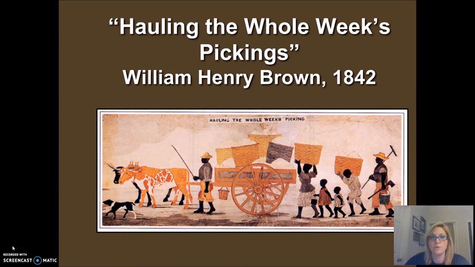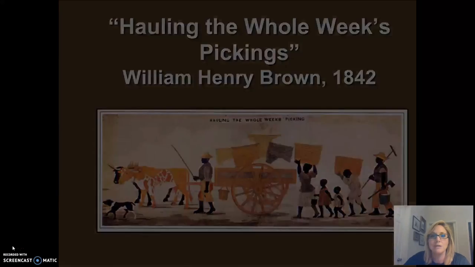Here we have another rendition, Hauling the Whole Week's Pickings, by William Henry Brown in 1842. Notice what's actually happening. Notice the color of the slaves. Notice, it doesn't look like easy work. It wasn't easy work. Cotton picking is not easy work.